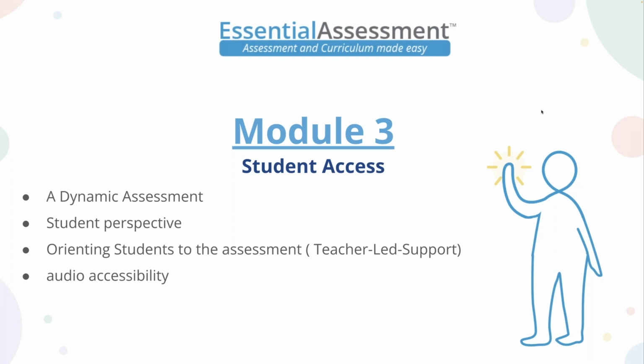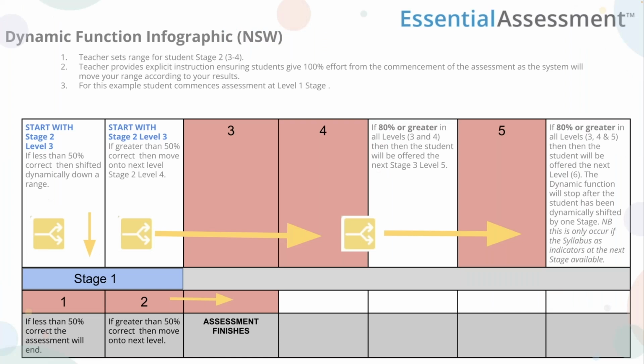Let's have a look at the dynamic infographic. So the dynamic infographic lets us see how a dynamic assessment will work for our students. So if we have allocated a stage 2 as the best fit for our student, which will offer level 3 and level 4 questions, when the students begin the assessment, they start with the level 3 or the year 3 content, according to the syllabus codes. If the student achieves 50% or greater of that content or the syllabus codes, they will move on to level 4 questions after they reach the checkpoint.